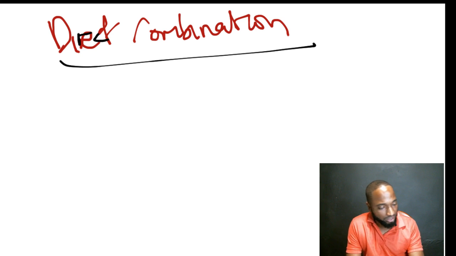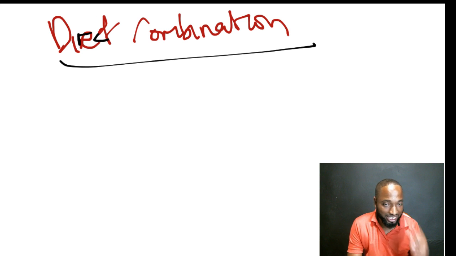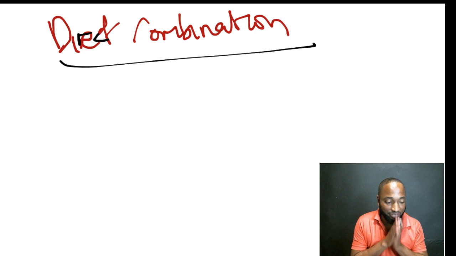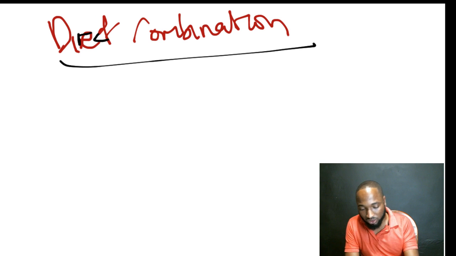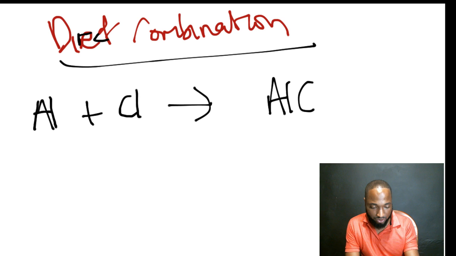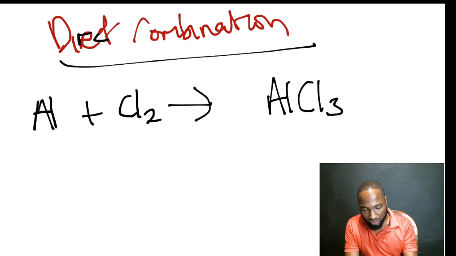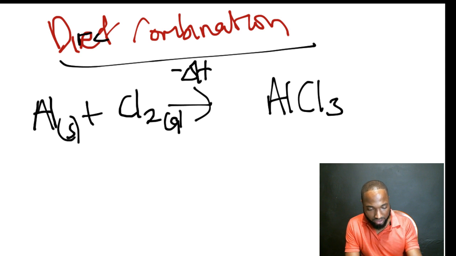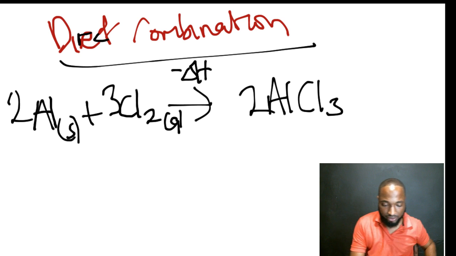In direct combination, you're going to take the metal, you're going to take the gas, bring them together via heat, and you'll get your answer. So aluminum plus chlorine, giving you aluminum chloride. Al (solid) plus Cl2 (chlorine gas), heat, and you balance: 2Al + 3Cl2 gives 2AlCl3. LCM balance.